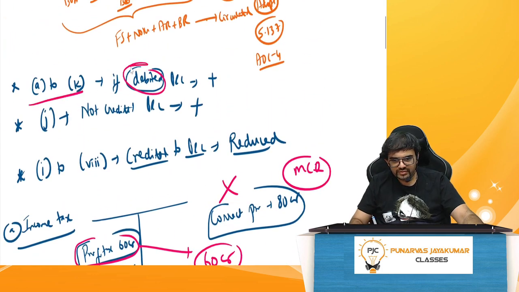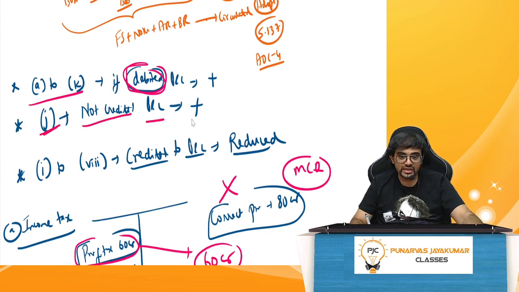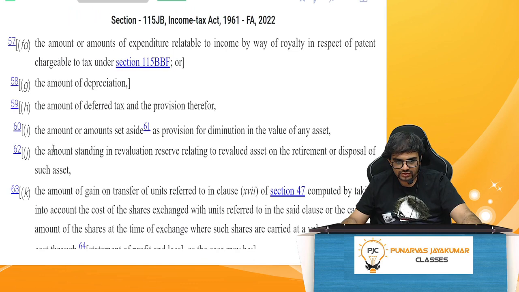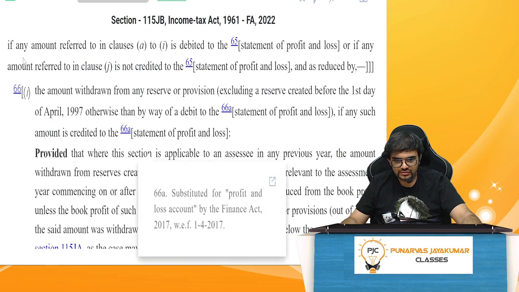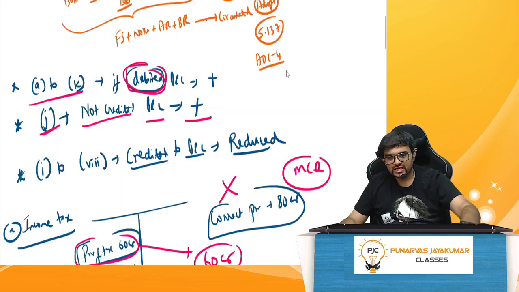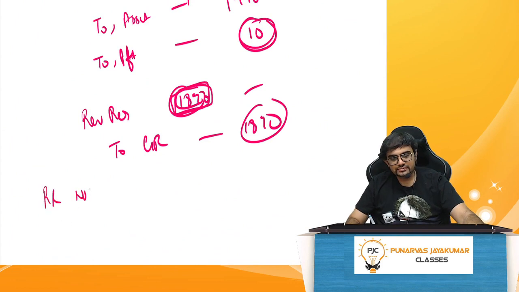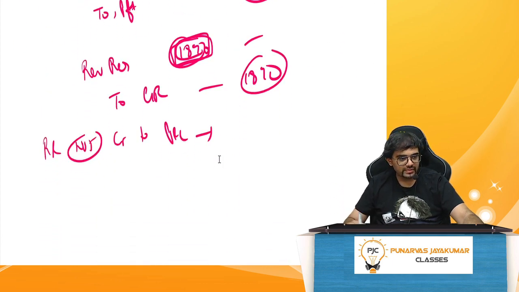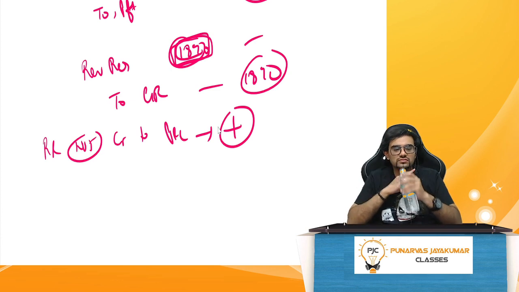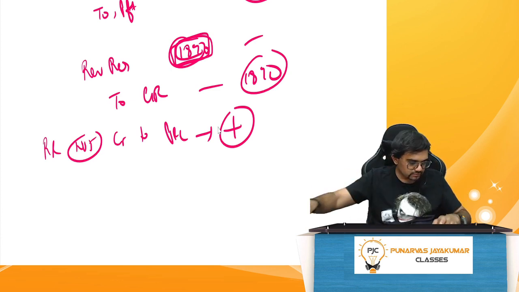Clause number A to K, if debited to P&L account, add back. Clause number J, revaluation reserve, if not credited to P&L account, add back. So if you see the Bare Act, here nothing is given in J, but here below, see here, any amount referred in clause J not credited to P&L account, add back. Are you getting my point? So clause number J is this, revaluation reserve. Revaluation reserve is not credited to P&L account due to this entire scheme or scam that they are doing. Hence, you have to add back. Revaluation reserve was not credited to P&L account. Hence, we have to add back.